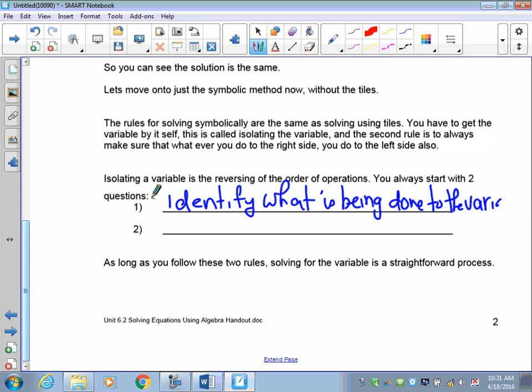Once you know what that is, once you know you're adding 3, you take and subtract 3. If you're subtracting 4, you add 4. If you're multiplying by 3, you divide by 3. If you're dividing by 6, you multiply by 6. So once you identify what's being done, the next step is to do the opposite to both sides.